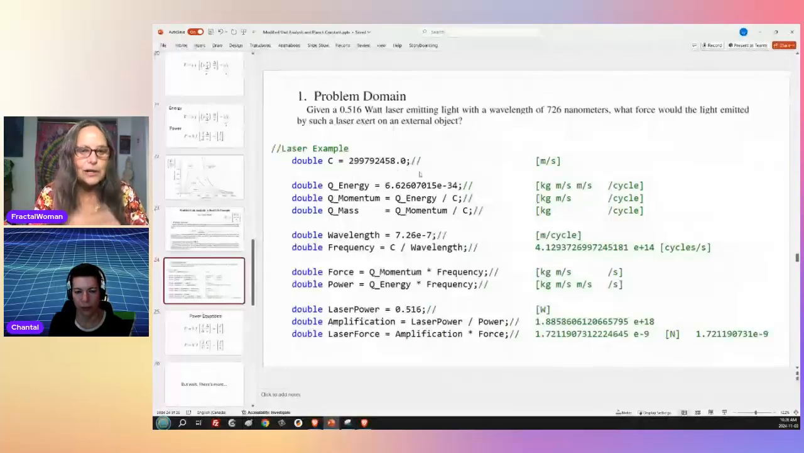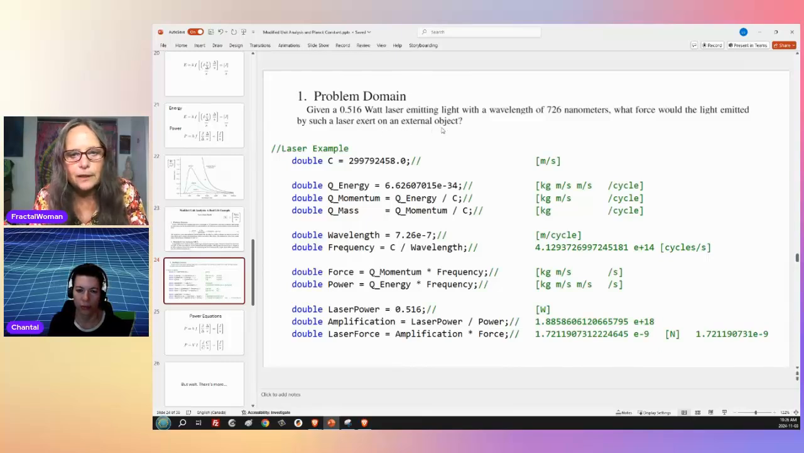It's not as pretty as the original equation for calculating the power of a laser, but in this example, given a 5.16 watt laser with a wavelength of 726 nanometers, what is the force? And force is on a per second basis, right? Force is meters per second, it's on a per second basis. Or you could say momentum divided by second.